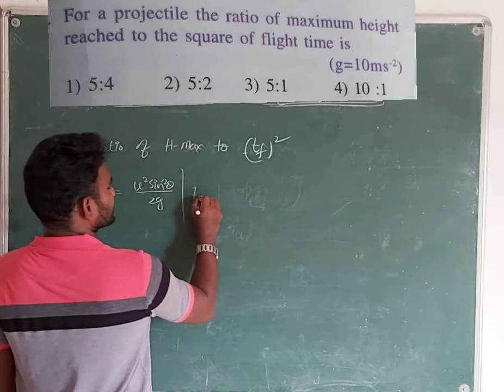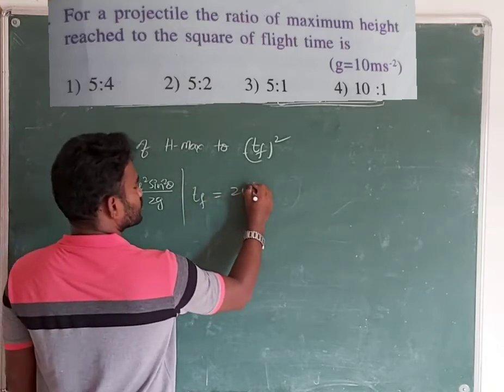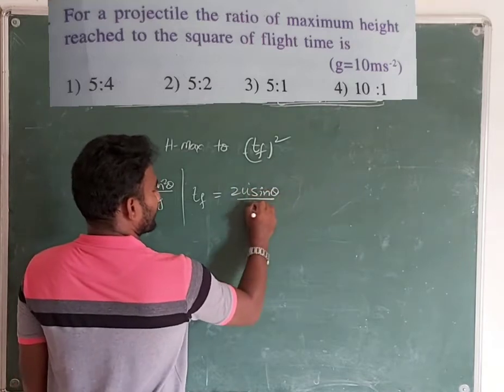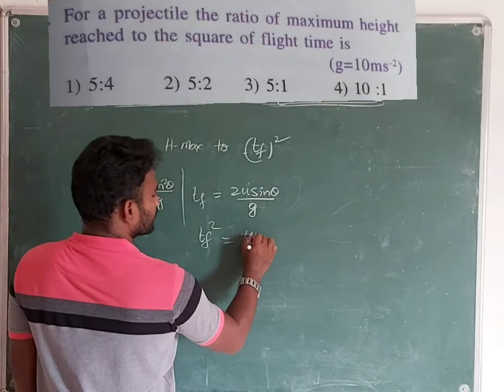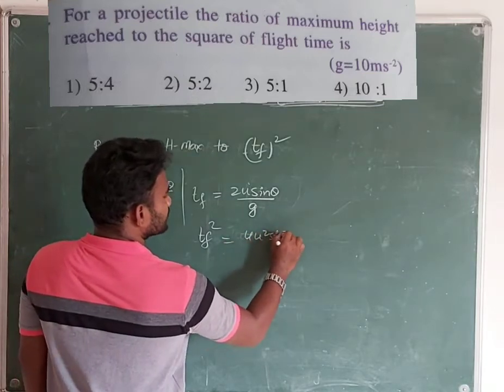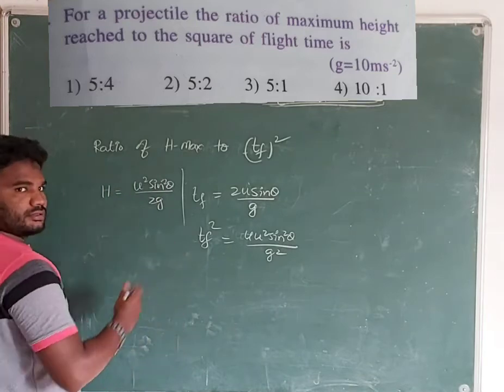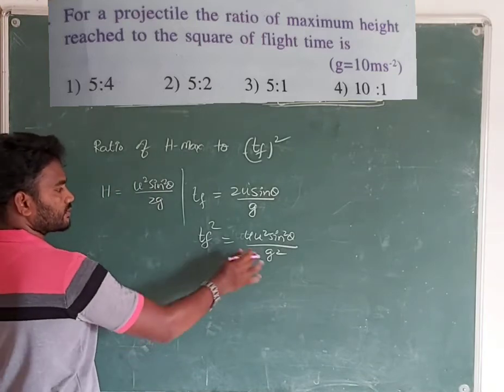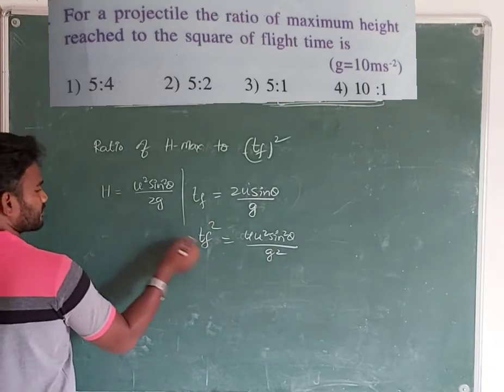Similarly, what is tf? tf is 2u sine theta divided by g. So can you do tf square? 4u square sine square theta by g square. Any doubts here? Now take the same one here and make a ratio. This is equation number 1, equation number 2.